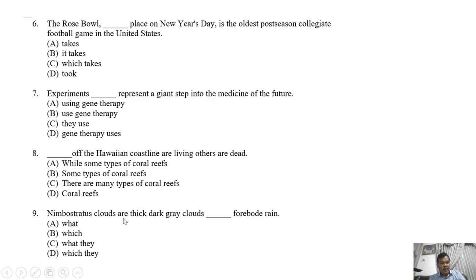Now, question number 9. Question number 9, you see here that we have a predicate are, and then we have here predicate for both.